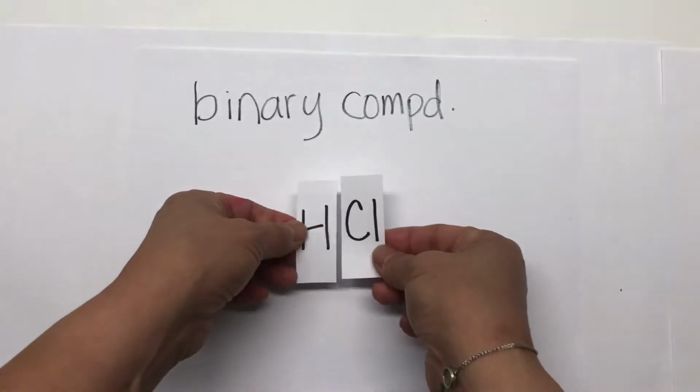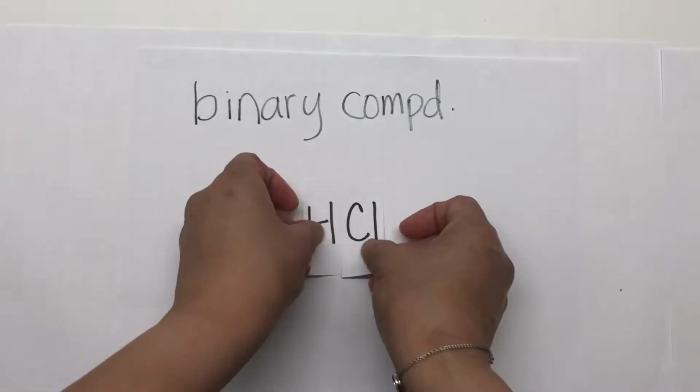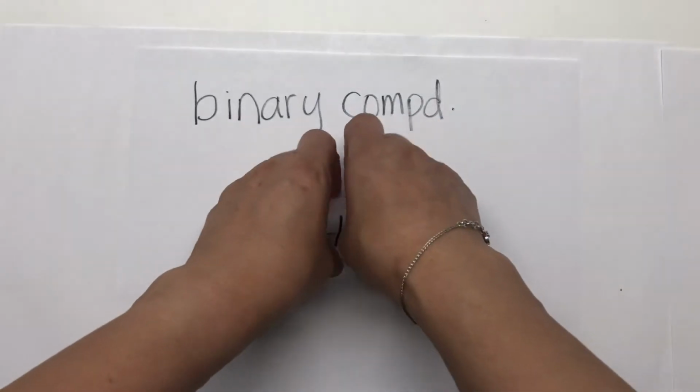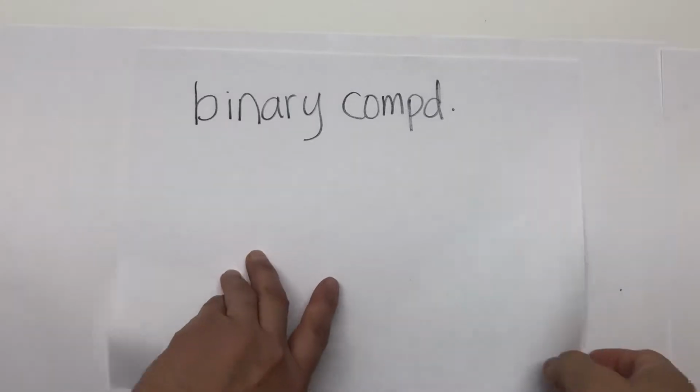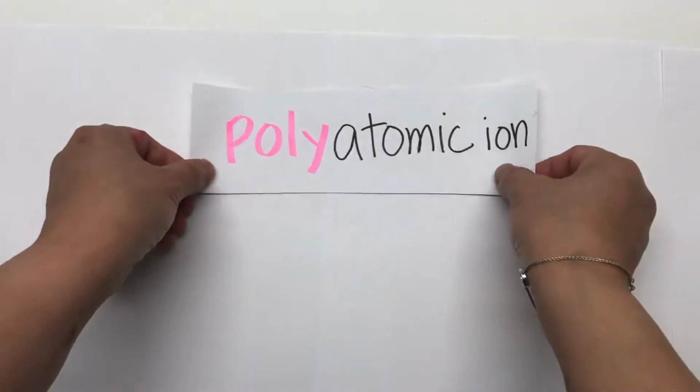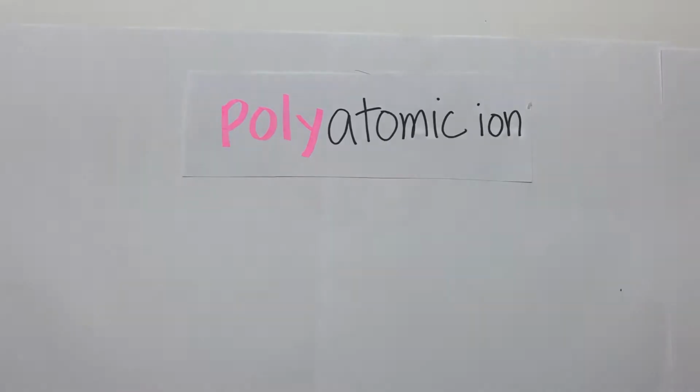But right now we're not going to talk about binary compounds. We're going to talk about something else. It's called a polyatomic ion. So what is that? Because a lot of compounds are not really binary. They're made up of so many different things.